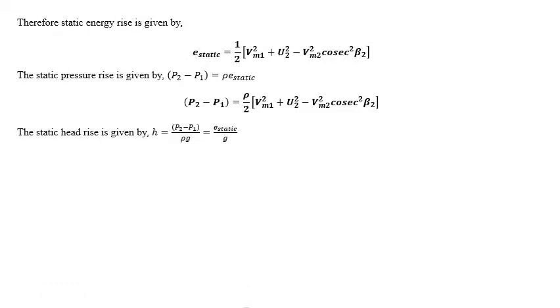The static head rise is given by H = (P2 - P1)/(rho g), that is, the pressure at outlet minus the pressure at inlet divided by rho g, which equals the static energy rise divided by g. So after substituting these expressions, (P2 - P1)/(rho g) = 1/(2g) [Vm1² + U2² - Vm2² cos² beta 2].